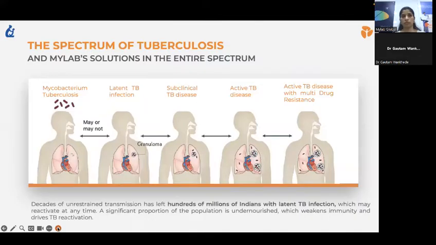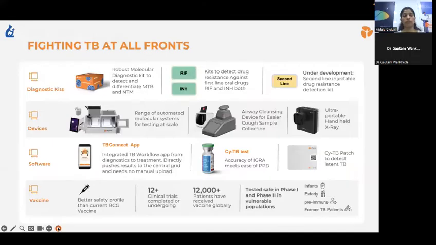And finally, the most dreaded part is if such a person is infected with mycobacteria having multiple drug resistance. So my lab and serum have a large number of solutions which can help in diagnosing all these conditions. We have our kits to diagnose active TB. We have all our kits to diagnose multiple drug resistance TB.